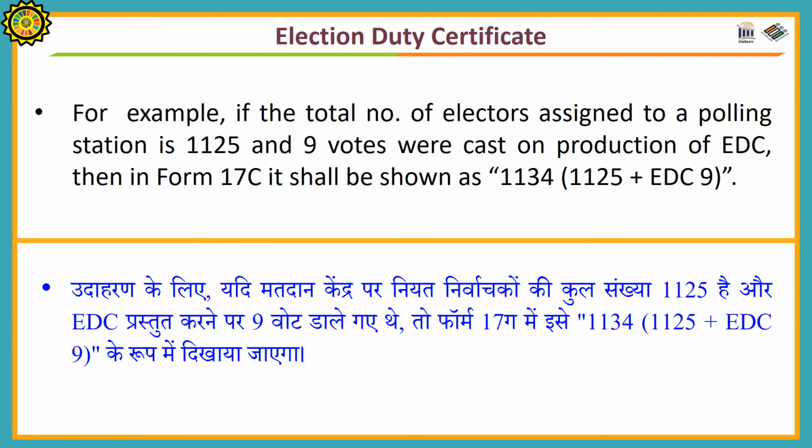For example, if the total number of electors assigned to a polling station is 1125 and 9 votes were cast on the production of EDC, then in Form 17C, it shall be shown as 1134. In the bracket we have to write 1125 plus EDC 9.